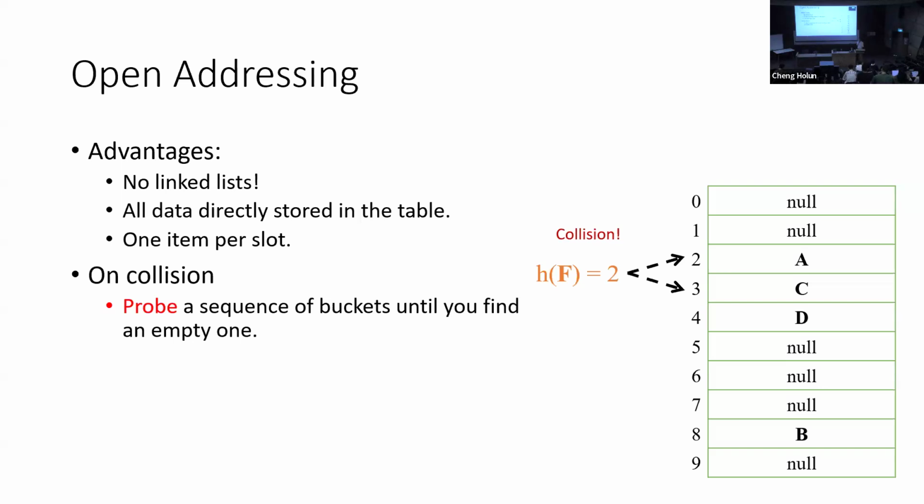Oh, too bad, it's still occupied. I see the next position. Too bad, it's still occupied. I see the next position. Oh, good. Now I finally find an empty seat. Then I put F there. Is it okay? Will it work? Can I find F back? The problem is, if I try to see if F is in my table, can I find it back?